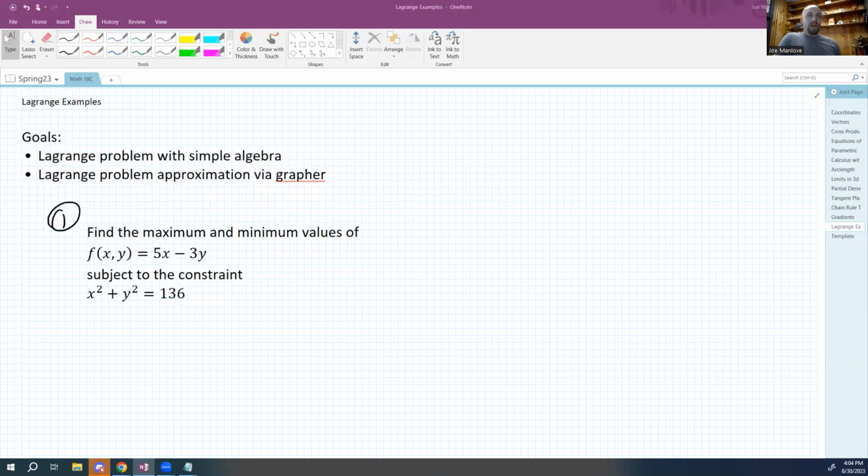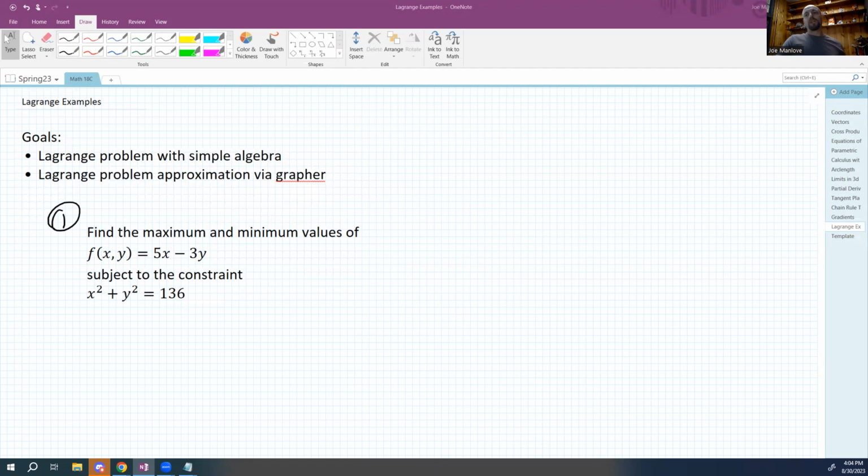All right, guys. So right now we're just going to try to go through a couple simple Lagrange multipliers examples. So the first one, I'm going to try to show you something with super simple algebra. The algebra gets harder from here, but let's do a simple one first. Then I'm going to try to show you how to cheat kind of using the grapher.